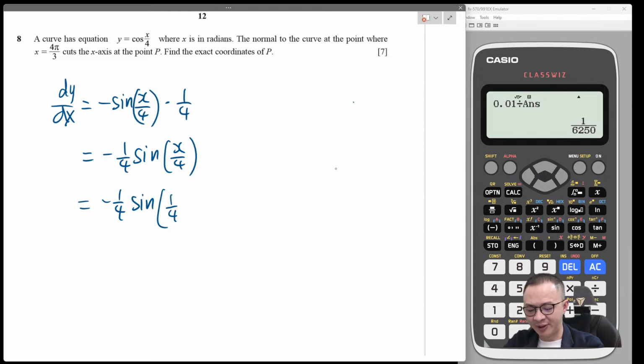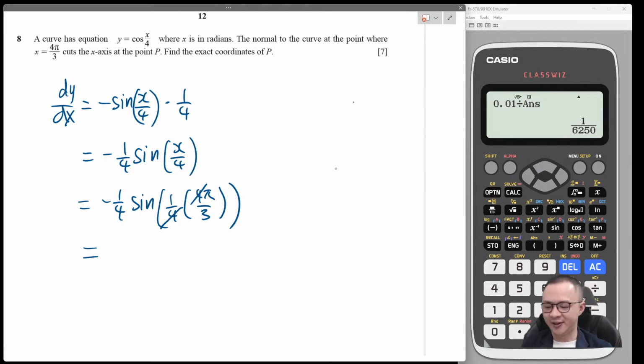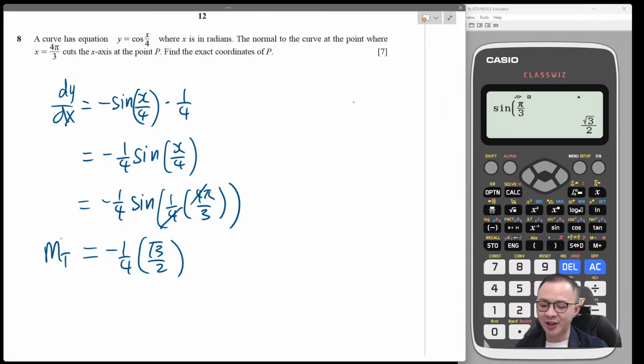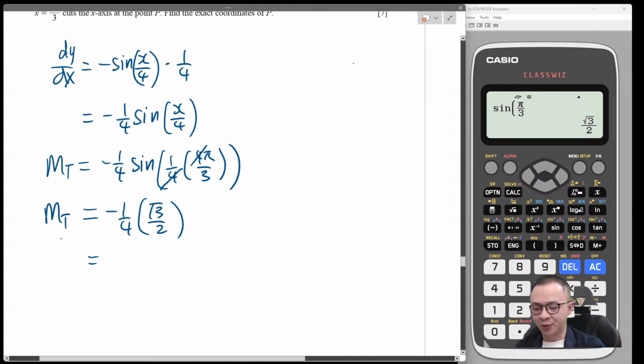So, okay, let me take out this one. X is 4 pi over 3. 4 and 4 I cut. Sine pi over 3 is 60 degree. 60 degree is root 3 over 2, right? If I'm not mistaken, sine pi over 3, yeah, it's root 3 over 2. Okay, this one is a gradient of tangent. Once I sub the x value into it, I actually get the gradient of tangent, which is negative root 3 over 8.